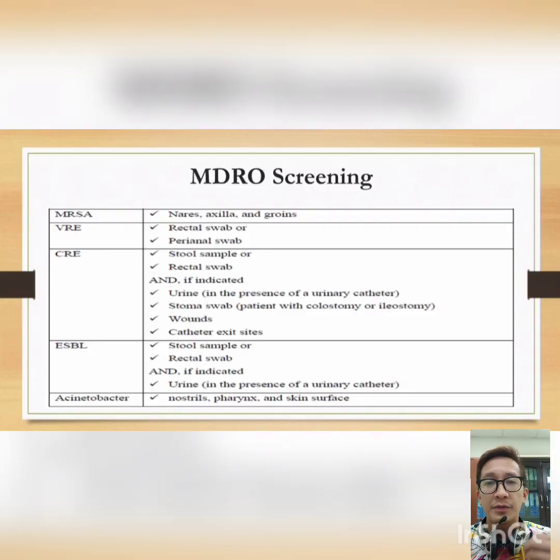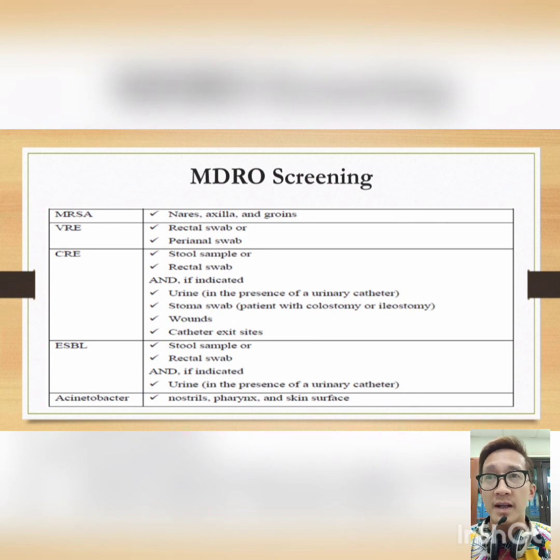Which sites are we going to collect samples from to screen for MDRO? Now, screening is the collection of specimens from specific body sites known to be associated with colonization by a specific microorganism. For MRSA, we will screen the following sites: your nares, your axilla, and your groin. For VRE, rectal swab or perianal swab.